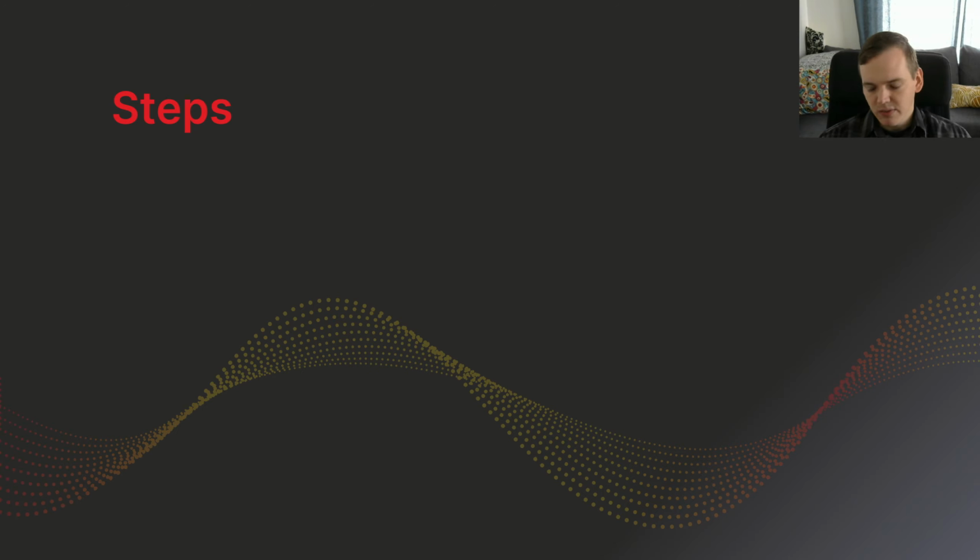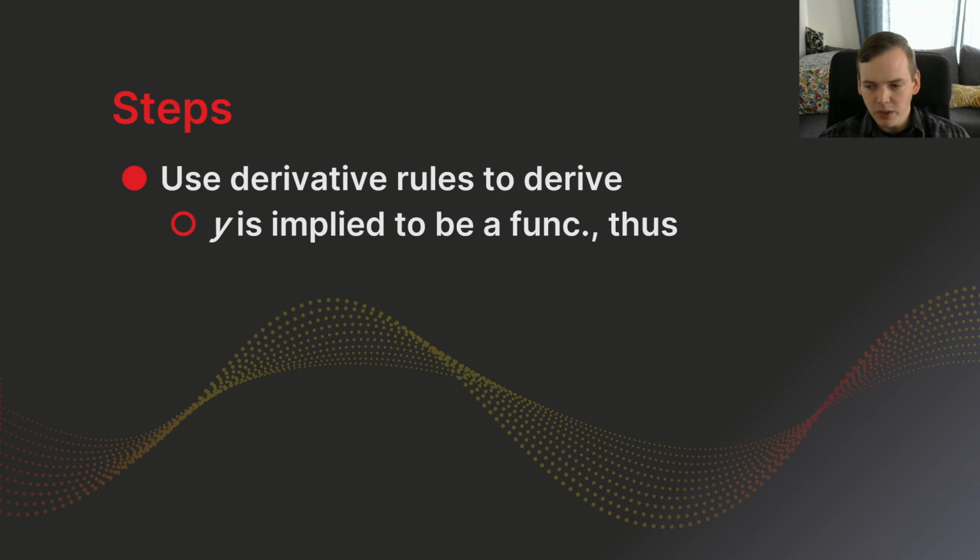So what does implicit differentiation look like? What you're going to do is you're going to use your derivative rules to derive both sides of the equation. So you're going to have something something equals something something. Now we've implied that y is a function of x. And so because of that, the derivative of y is going to be equal to dy by dx, or alternatively y prime.